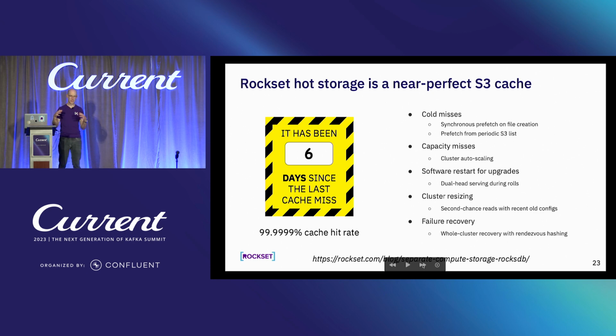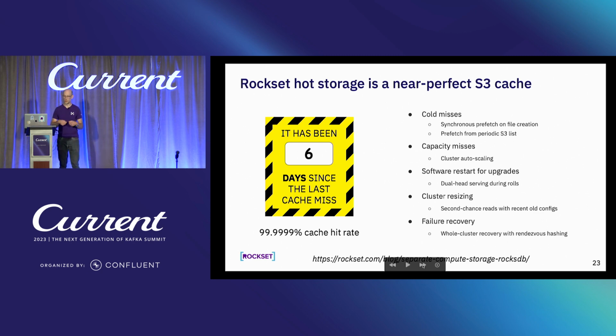Because all of the data that actually matters is on disk, we wrote the disaggregation layer so that it's kind of dual-headed. You can spin up two different processes that are both managing the same set of files, and either one of them will give them to you because they're just interfacing through POSIX.